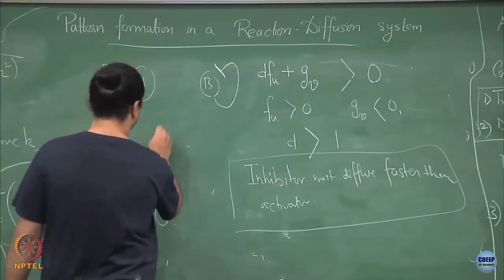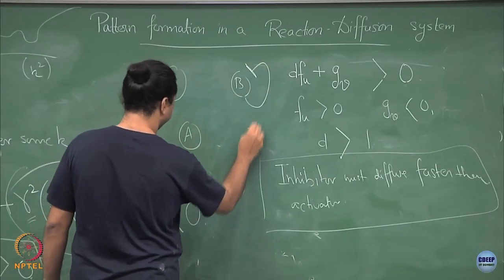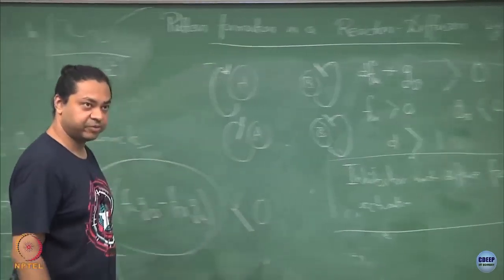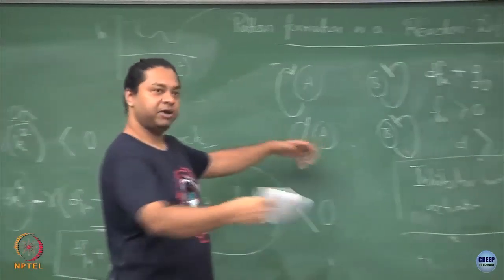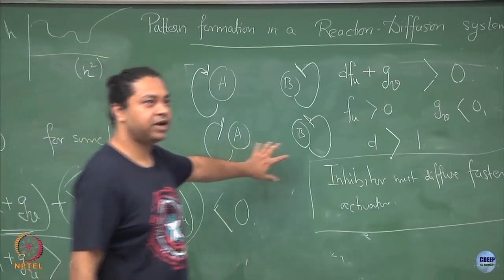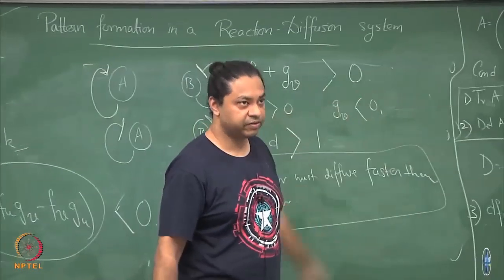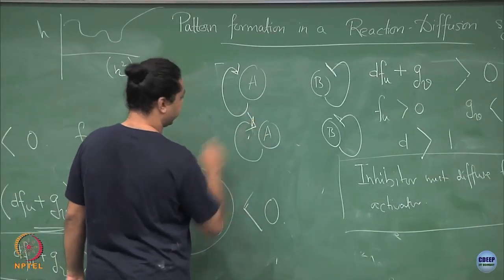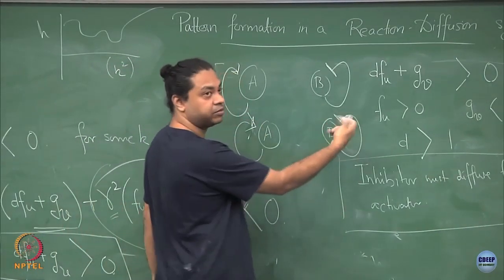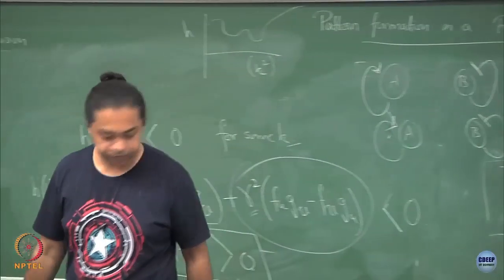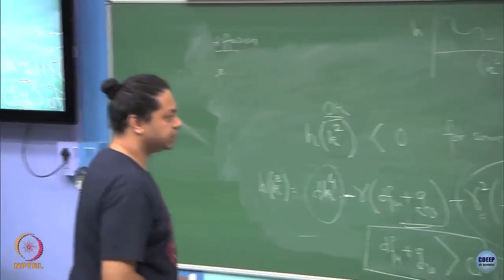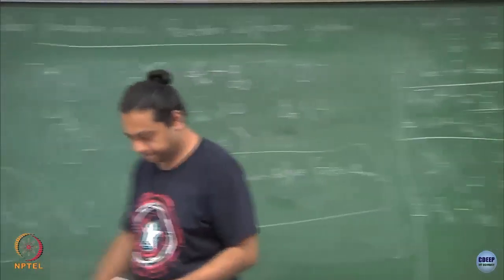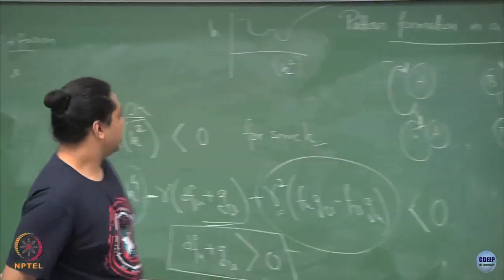So, a thing like this, A and B, which is I think what you are saying, that both repress themselves, it can be a valid chemical reaction, but it will never have a pattern in this sense. In order to have a pattern, you need that if one is activating itself, the other needs to repress itself. So, that is what 1 and 3 together imply. Okay. So, coming back to this.